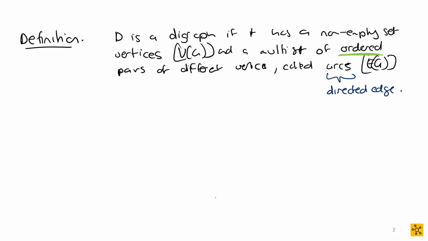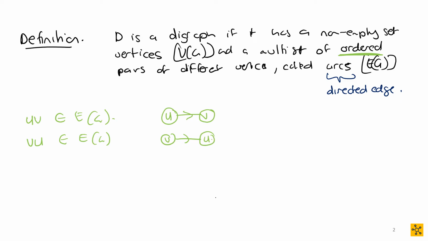Okay, so for example, if we say UV is an element of the edge set, then we are saying that it goes from U to V. If we said VU is an element of the edge set, then we are saying it goes from V to U.